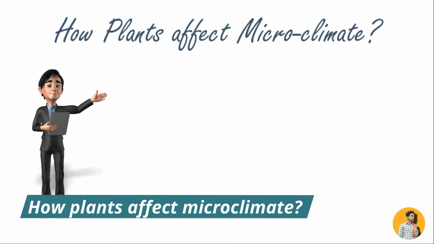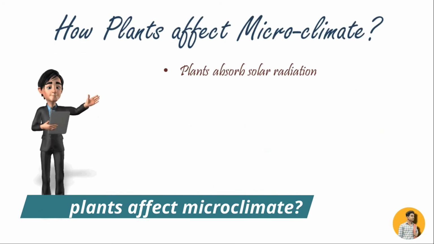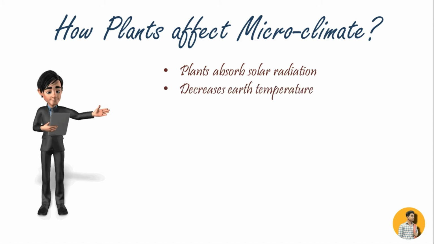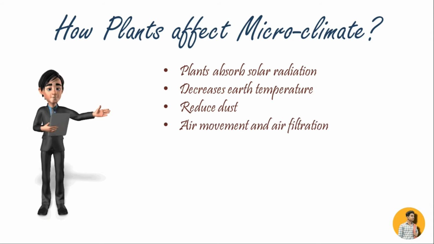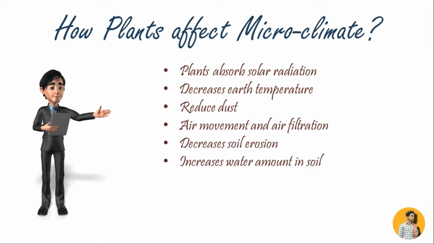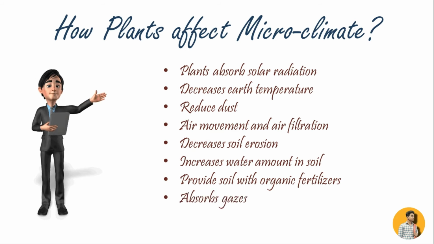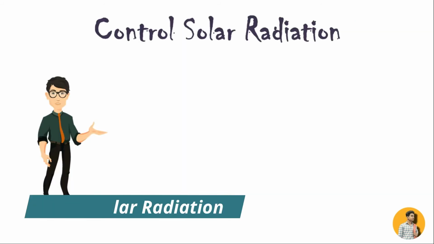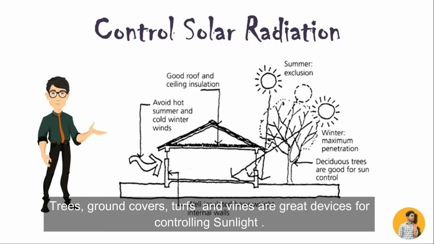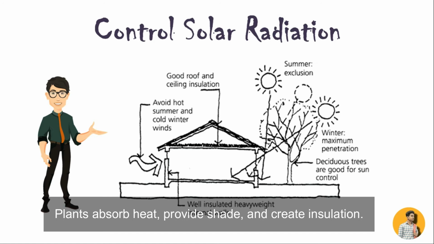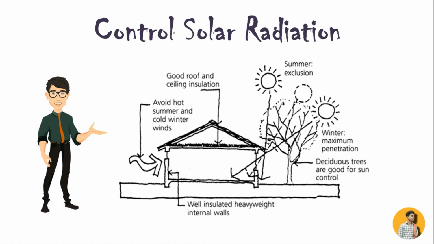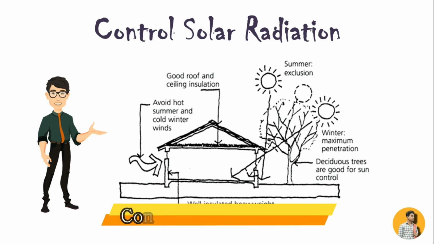Then, how do plants affect microclimate? Plants absorb solar radiation, decrease earth temperature, reduce dust, air movement and air filtration, decrease soil erosion, increase water amount in soil, and the most important is provide soil with organic fertilizers, and the last one is absorb gases. Control solar radiation: trees, ground covers, troughs and vines are great devices for controlling sunlight. Plants absorb heat, provide shade and create insulation.